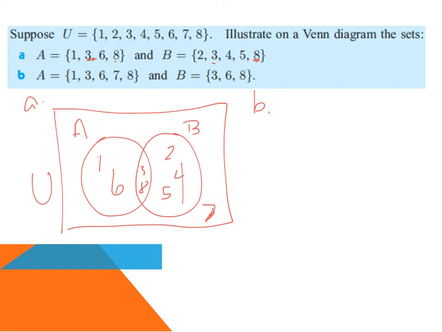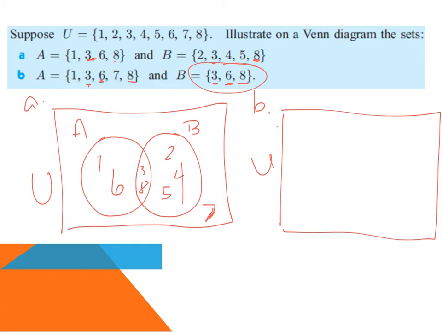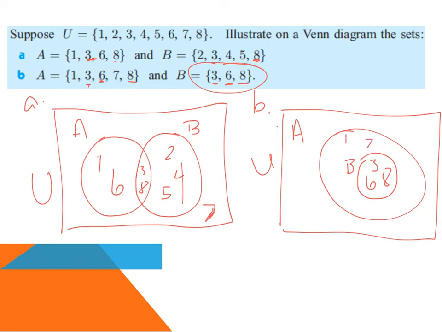All right, and then for B, we're going to do the same thing. We're going to draw our universal set. And we have 3 that's in both of them, 6 is in both of them, and 8 is in both of them. So notice that everything in B is completely enclosed inside set A. So we're going to have set A, and then we're going to have set B. And inside set B are 3, 6, and 8. And then 1 and 7 are in set A. And notice we're missing 2, 4, and 5.